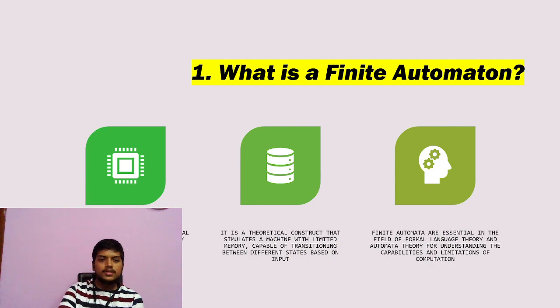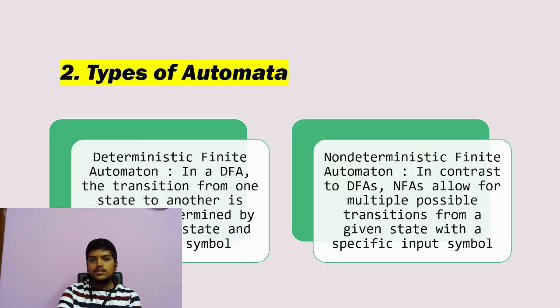Basics of finite automata. Finite automata is a mathematical model used to represent a computational process. It is a theoretical construct that simulates a machine with limited memory capable of transitioning between different states based on input. Finite automata are essential in the field of formal language theory and automata theory for understanding the capabilities and limitations of computation.